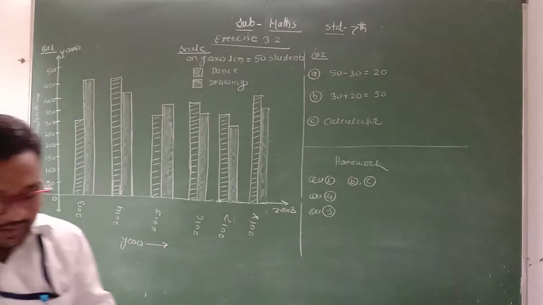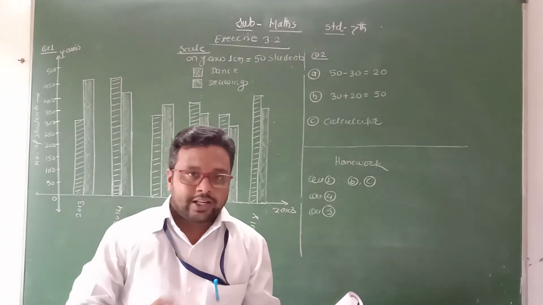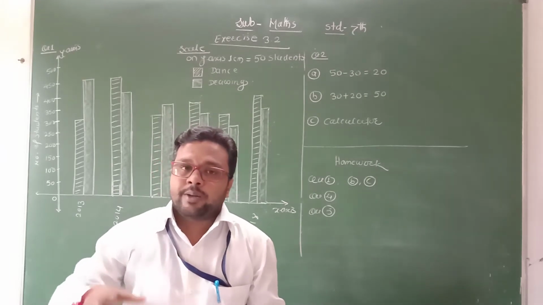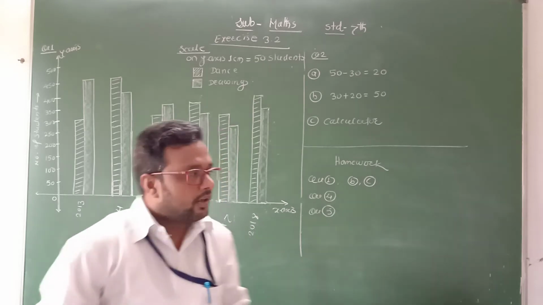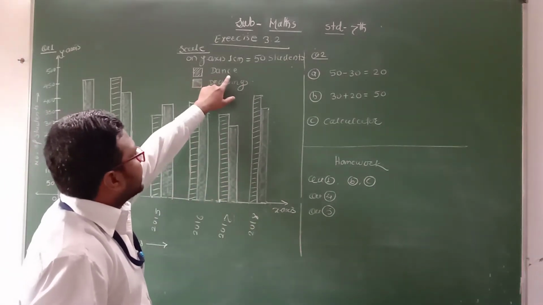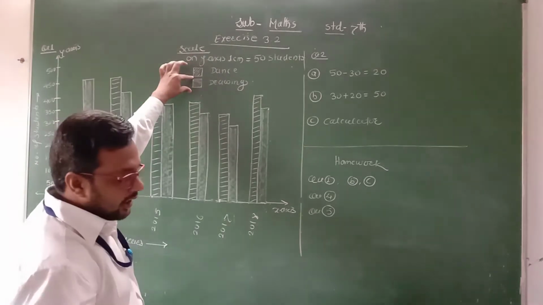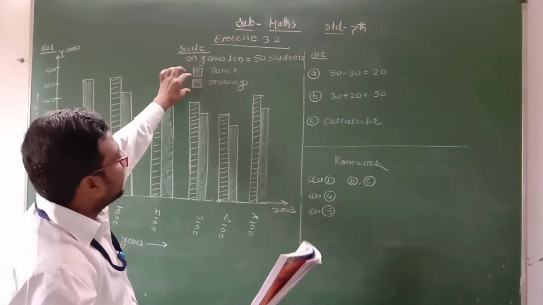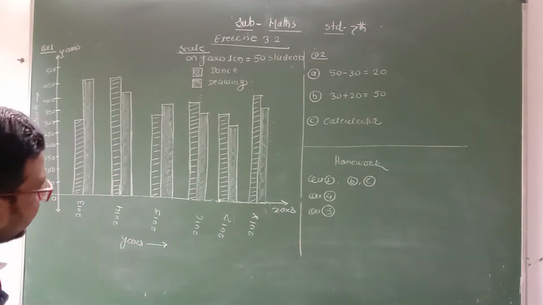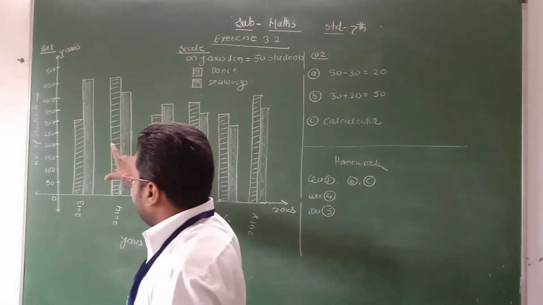Clear? Then the number of students for dance and drawing are given. Both the information we have to represent in the same graph paper. Therefore, to represent the number of students in dance, here I use the cross lines, and to represent the number of students for drawing, it is represented by the shaded region. Clear? Now according to the given score we have to take the height of the bar.